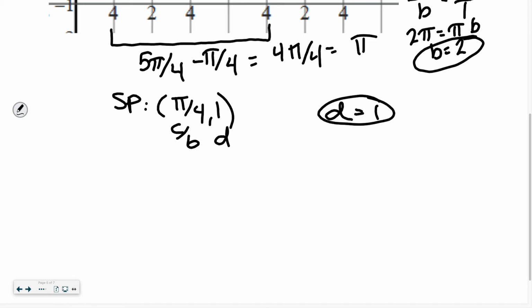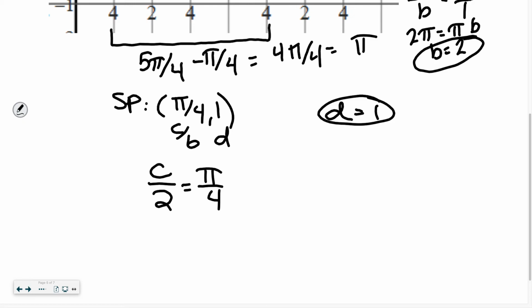In the last example, B was 1. So whatever the x-coordinate was, that was C. But in this case, we said B was 2. So we're really saying C over 2 is equal to pi over 4. And so C can't be pi over 4. If you divide pi over 4 by 2, you'd get pi over 8 in there.